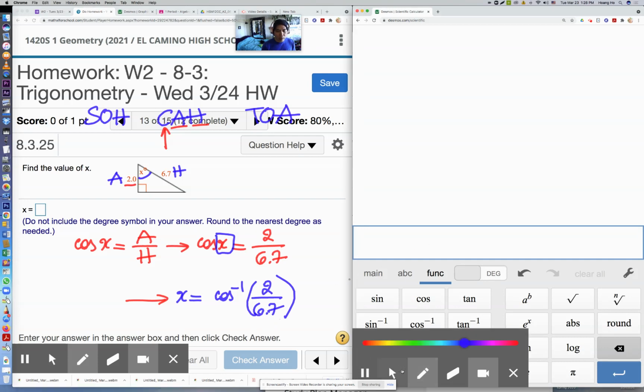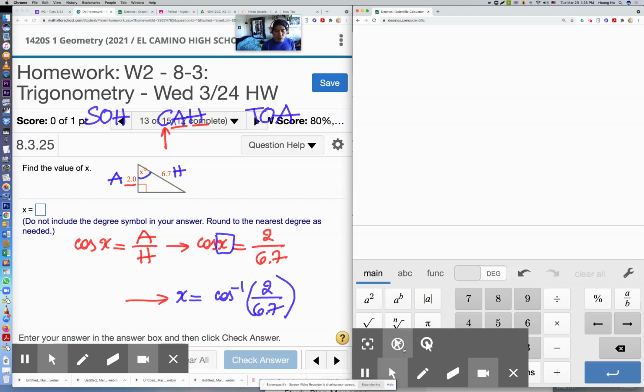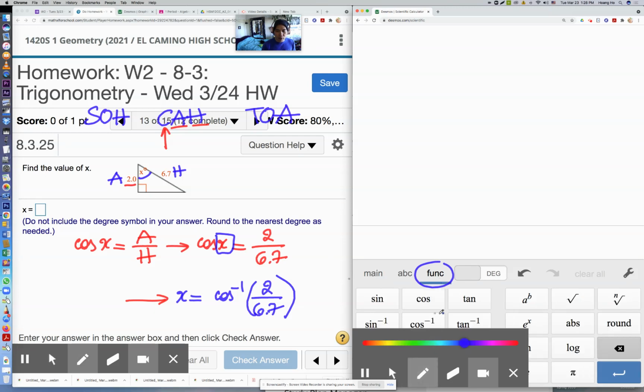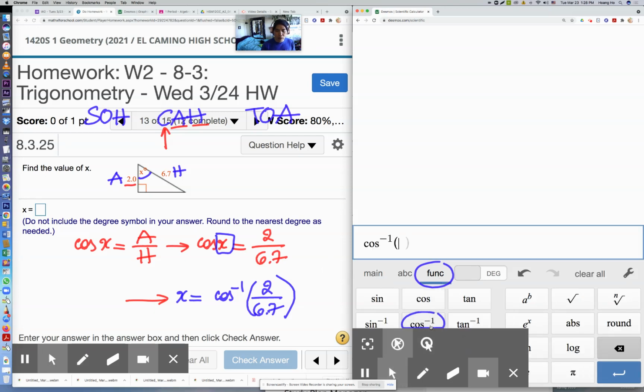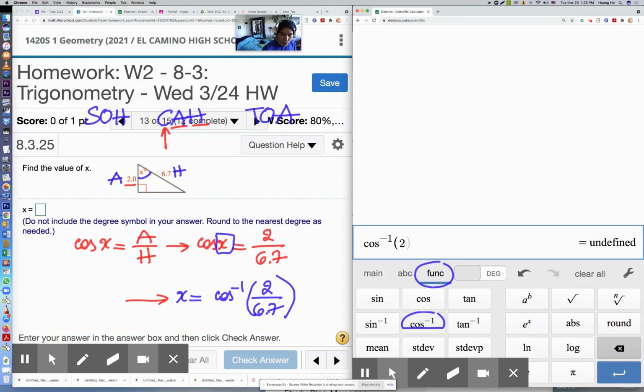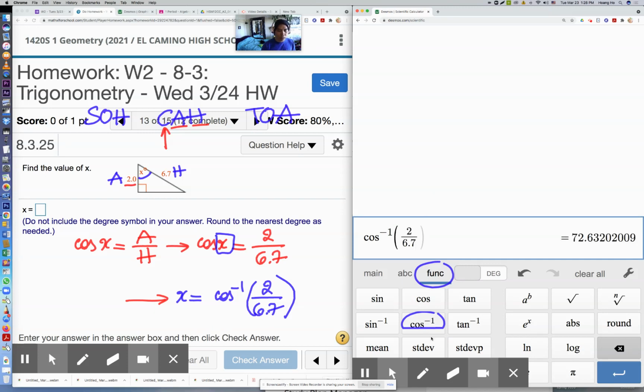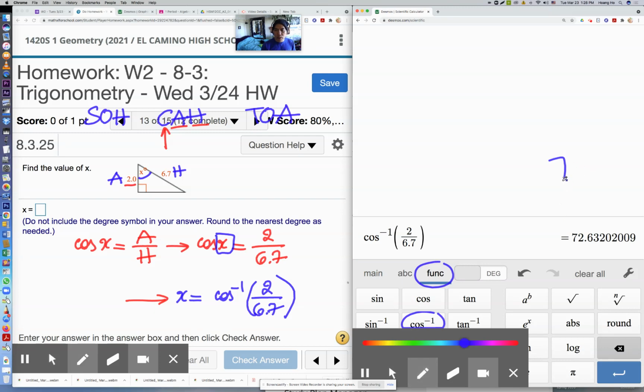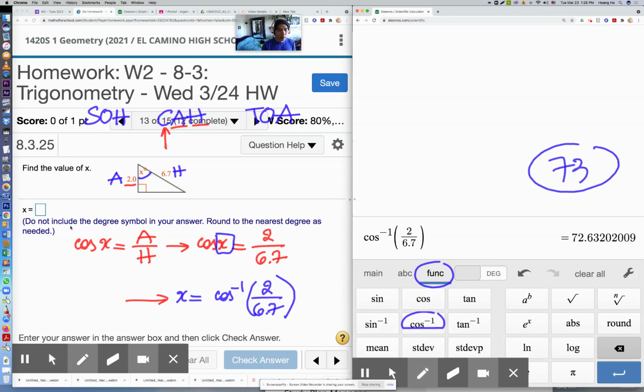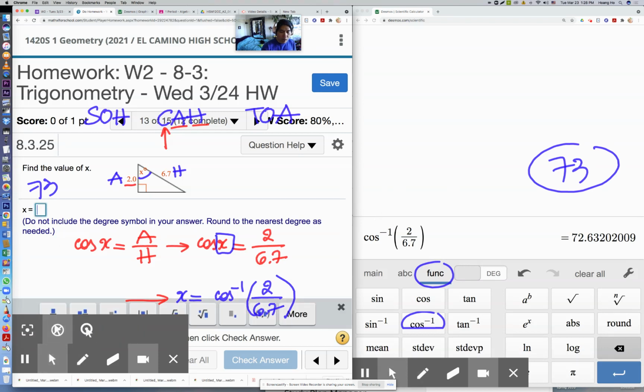So go to the calculator over here. I find inverse cosine. So if you're on the main menu right here, make sure you click on function and then you will see inverse cosine right there. So I click on inverse cosine. I put 2 over 6.7. And the answer is to the nearest degree, so that should be 73. So over here, I put 73 in the box, and then I'm done.